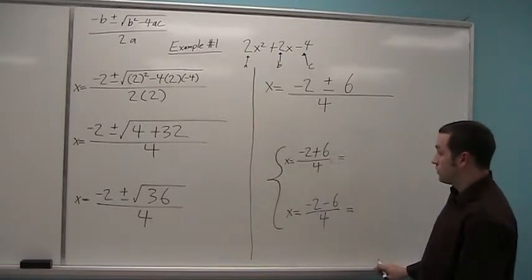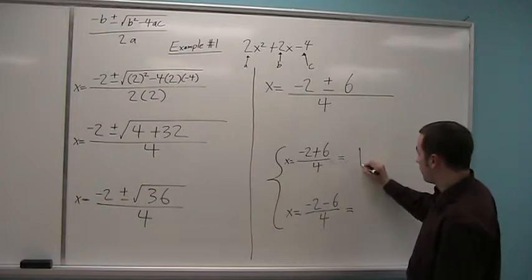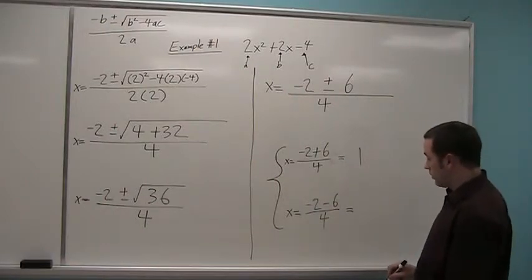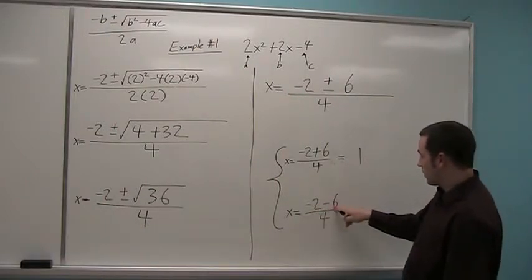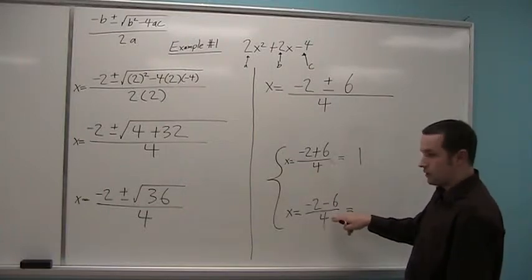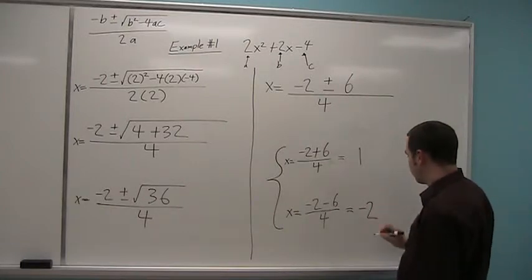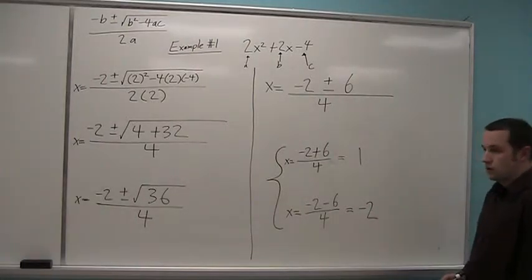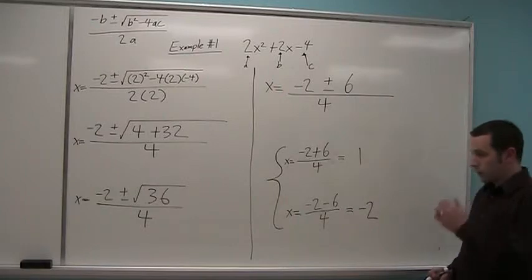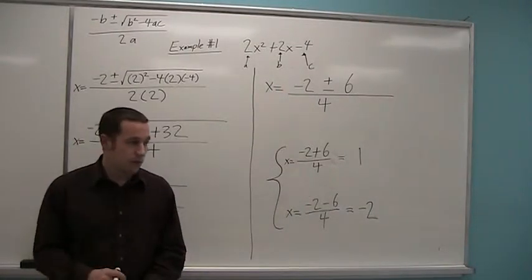-2 plus 6 gives you 4. 4 divided by 4 gives you 1. So there's one of the roots. Down here I have a -2 minus 6. -2 subtract 6 gives you -8. And -8 divided by 4 gives you -2. So there's that, example number 1. One more example, and then I'll let you go on to the assignment.